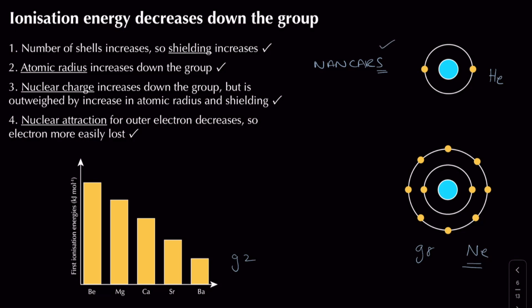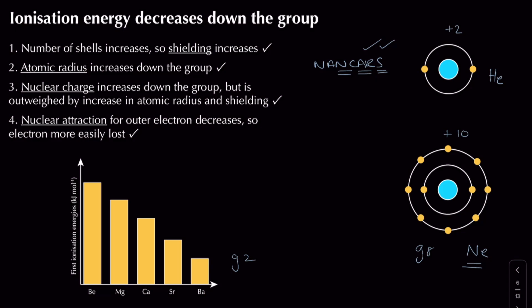In terms of atomic radius, you can see the number of shells is increasing, so the atomic radius is also going to increase. So there's our second point done. Next is NC, nuclear charge. Going down the group, our nuclear charge is going to increase. We can see we've got +2 here, and over here it's going to be +10. Nuclear charge increases our nuclear attraction.